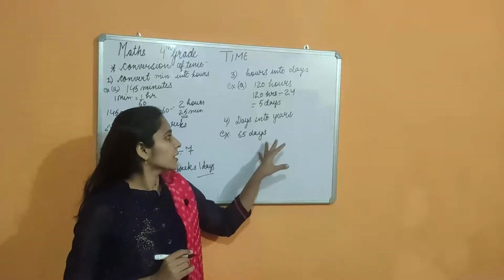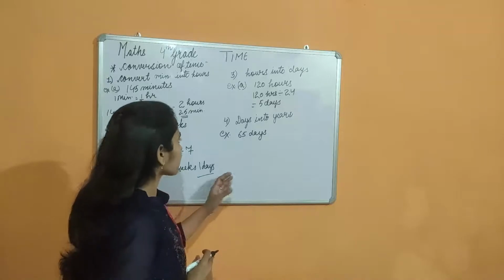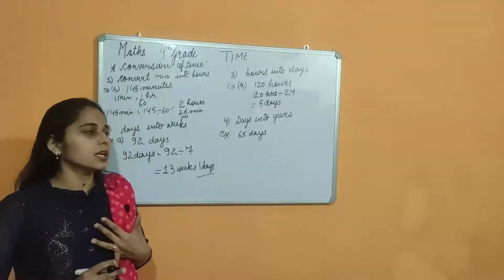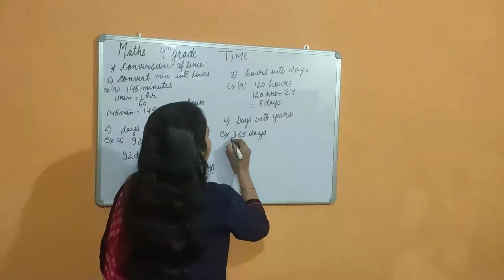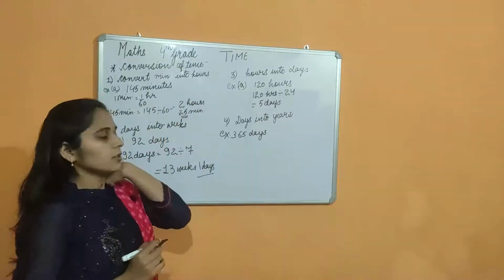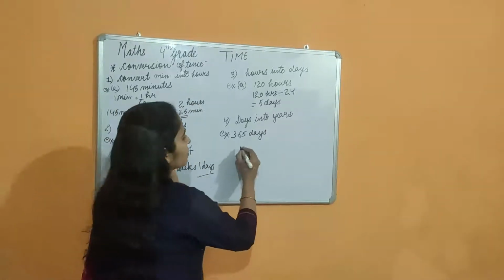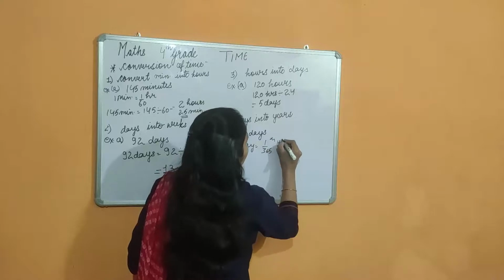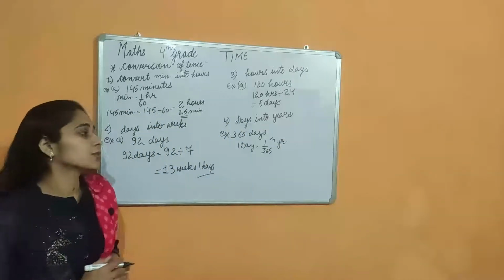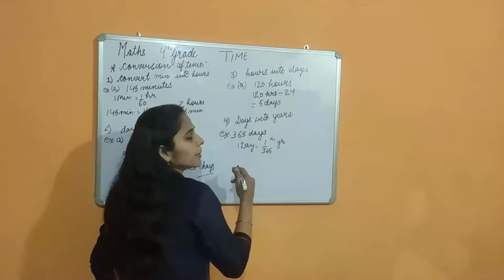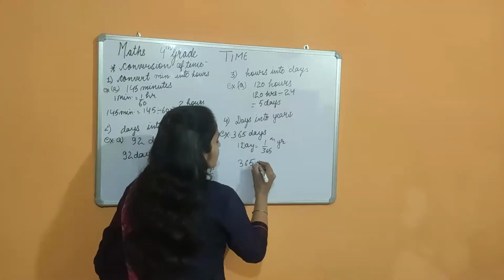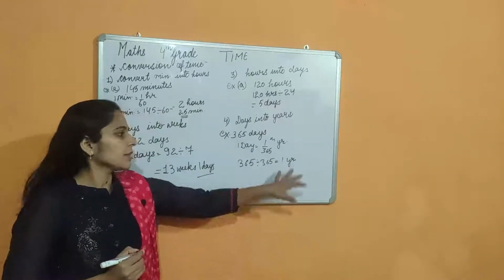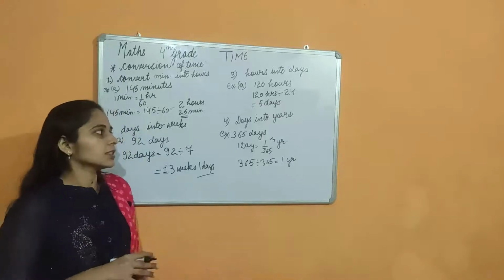Okay, now days into years. When we have to convert days into years, what will we do? As we know, in 1 year how many days are there? 365. So 1 day is equal to 1 by 365th part of a year. Now 365 days will equal how many years? We will divide this by 365, so the answer will be 1 year. And the remaining days left in the remainder will be considered as days.